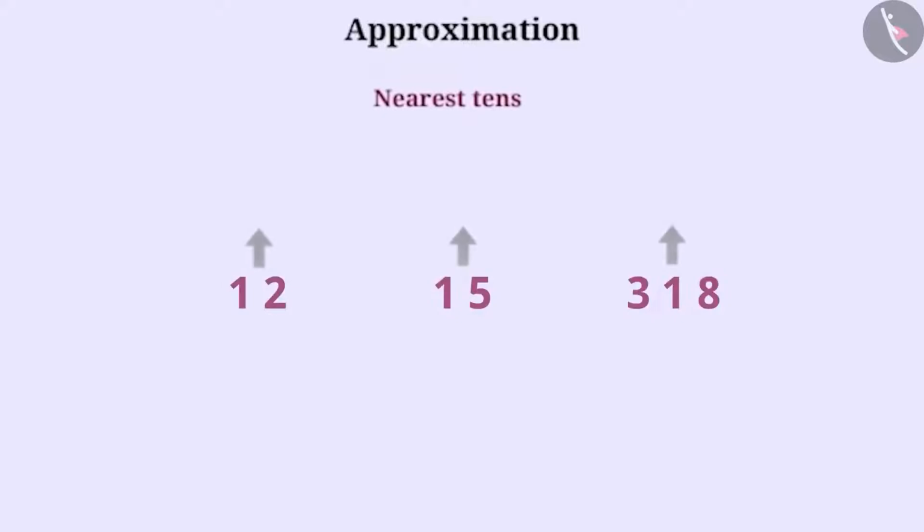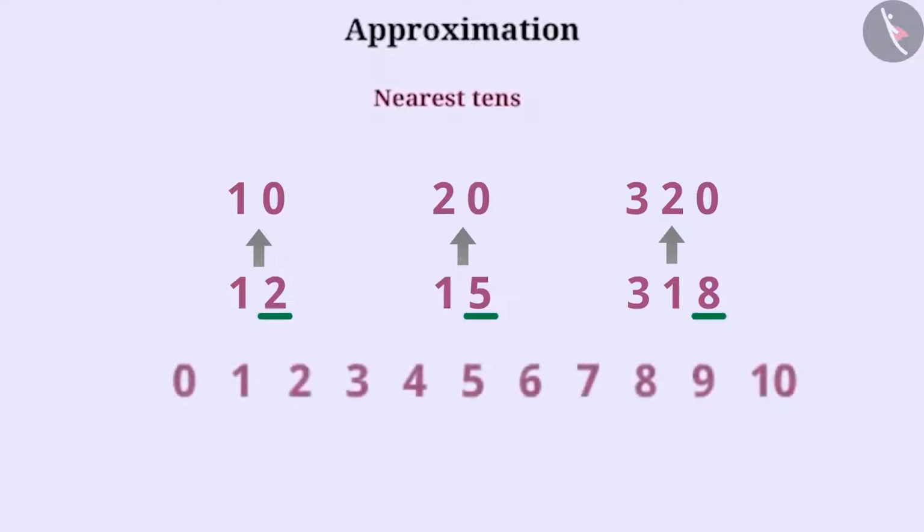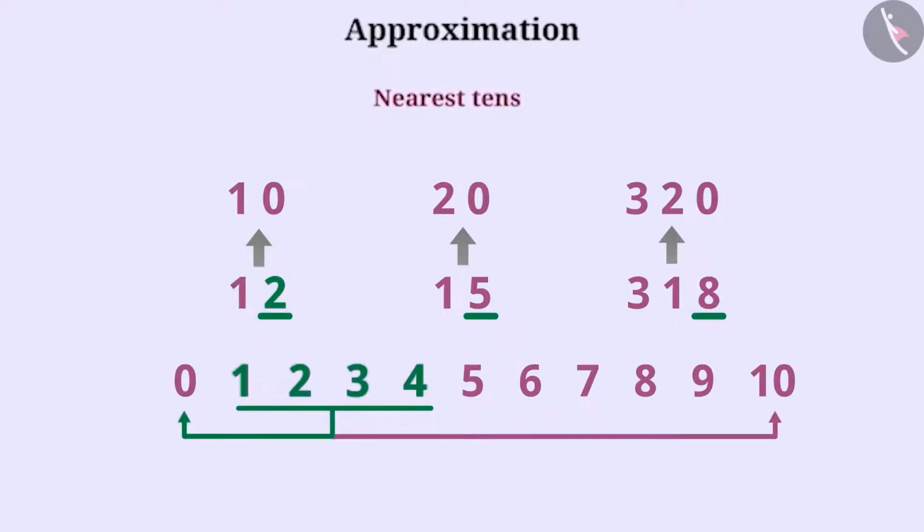Let's see how approximation is done. We will understand it by the estimation to nearest tens. Focus on the last digit. If this number is among any number from 1 to 4, let us say 2 in this case, then this number will be closer to 0 than 10. Therefore, estimate the number by writing 0 in its place.